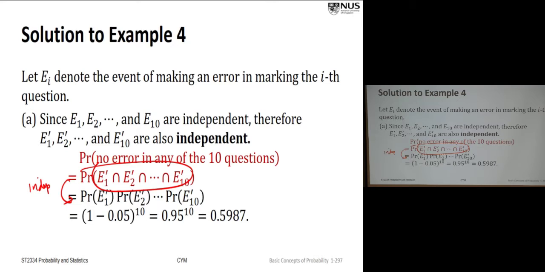So immediately I know the answer for part C. So it is 1 minus p. p is the probability of making an error. 1 minus p is no error, raised to power n. So that's the answer for one part of part C.